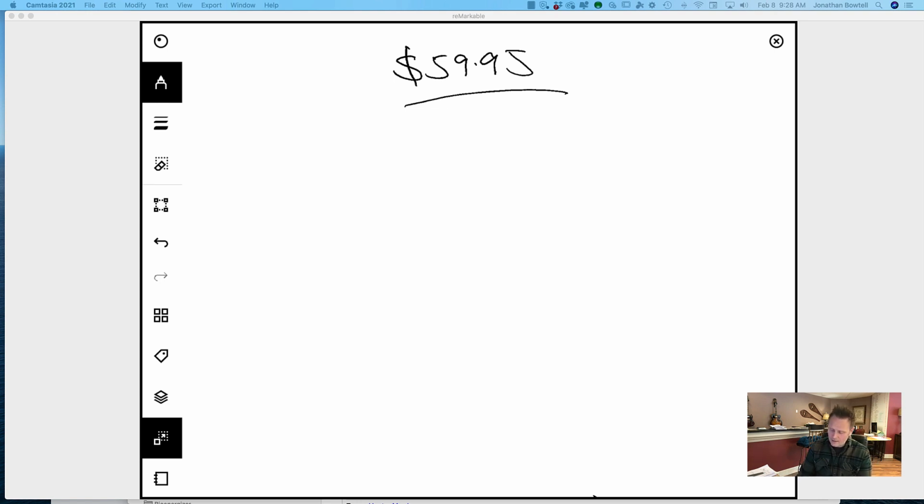So a retailer is going to want to buy this for $23.98-ish in order to make 2.5 times markup. And if you just do the math, 23.98 times 2.5, you can see you get to $59.95. So that would be what a retail store would want to buy at.